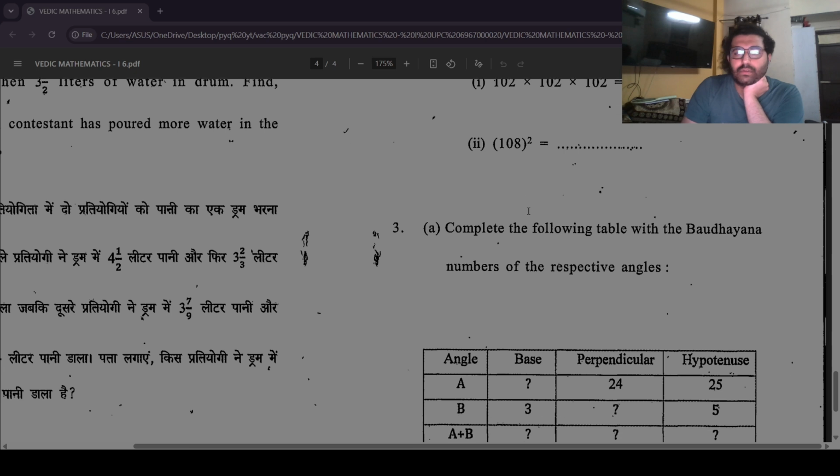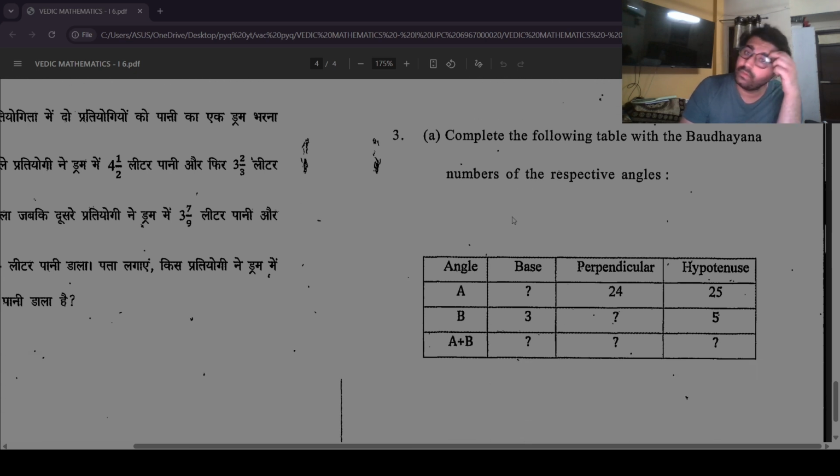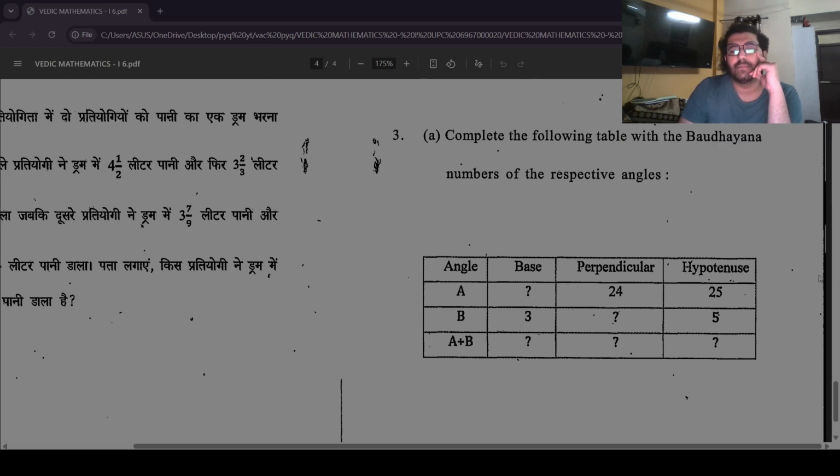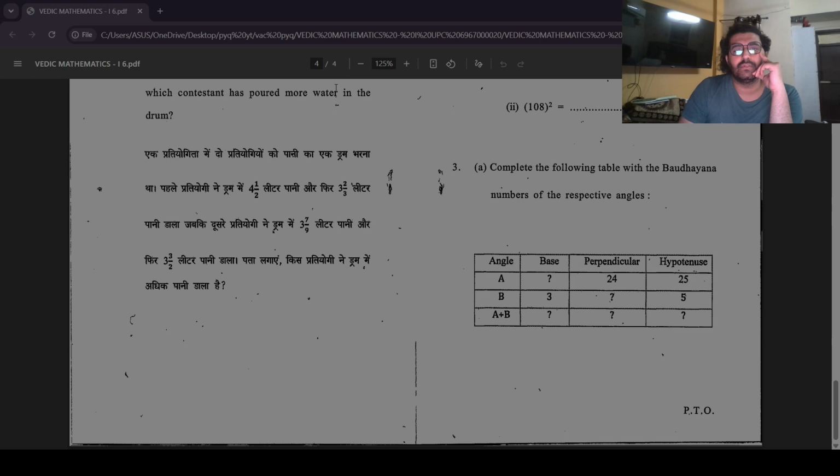Okay, so question number 3, compute the table with the given numbers. Okay, respective angles के हिसाब से. There's the table. Now let's go back to the B part.